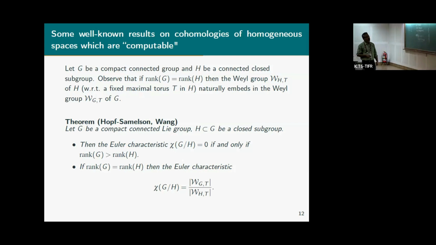You take the Weyl group. If the rank is equal, then if I fix a maximal torus inside H, that is also going to be a maximal torus inside G. So the Weyl group of H sits inside the Weyl group of G. The number of elements in the Weyl group of H divides the number of elements of the Weyl group of G, and the Euler characteristic is given exactly by this quotient. So here is another example of a result which is computable.